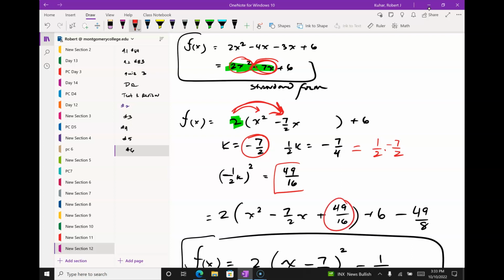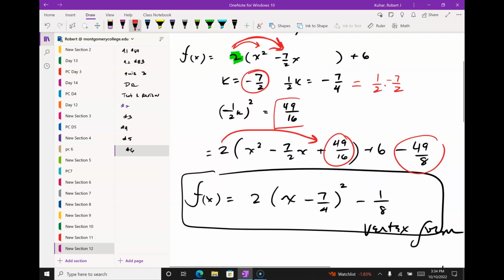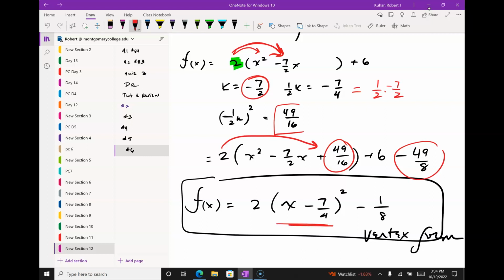I add that inside, but what did I really add inside? 49/8. Do you see that? 49 over 8. So I have to cancel that 49 over 8 with a negative 49 over 8. What do I get here every time? x plus half of k every single time. And then I just had to get an LCD here. 6 times 8 is 48 over 8. So 48 over 8 minus 49 over 8 is negative 1 over 8.